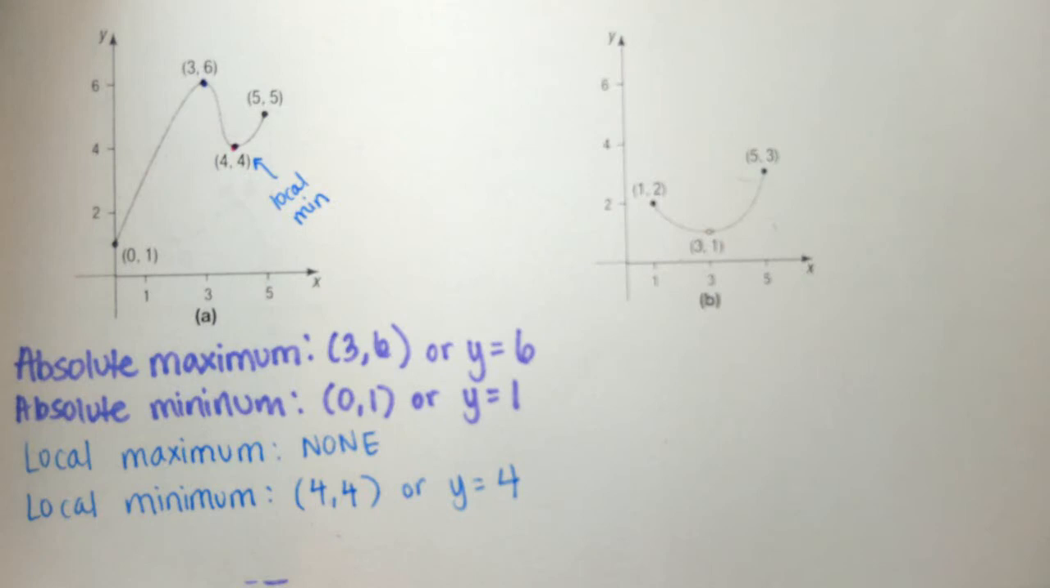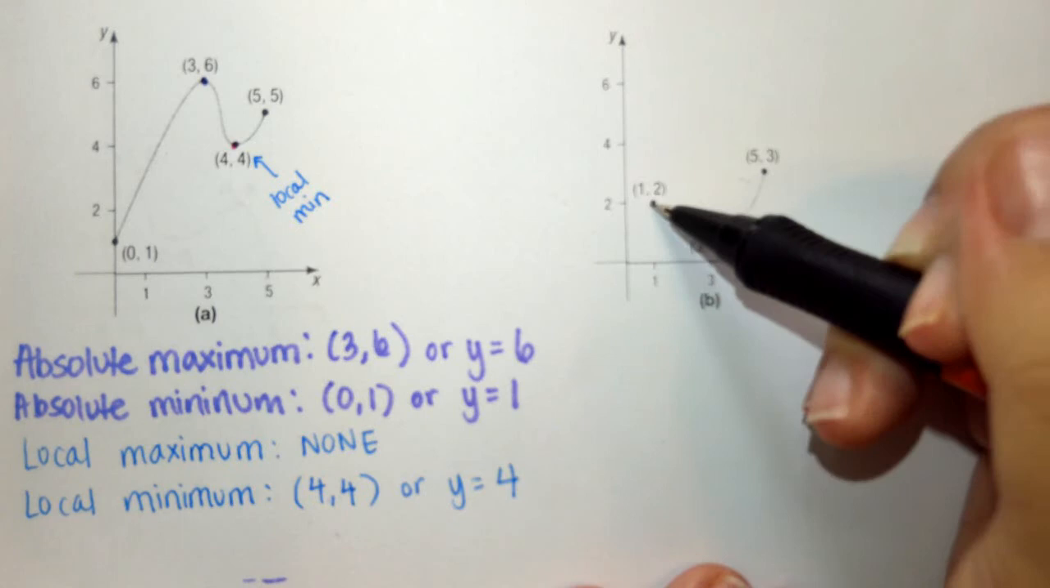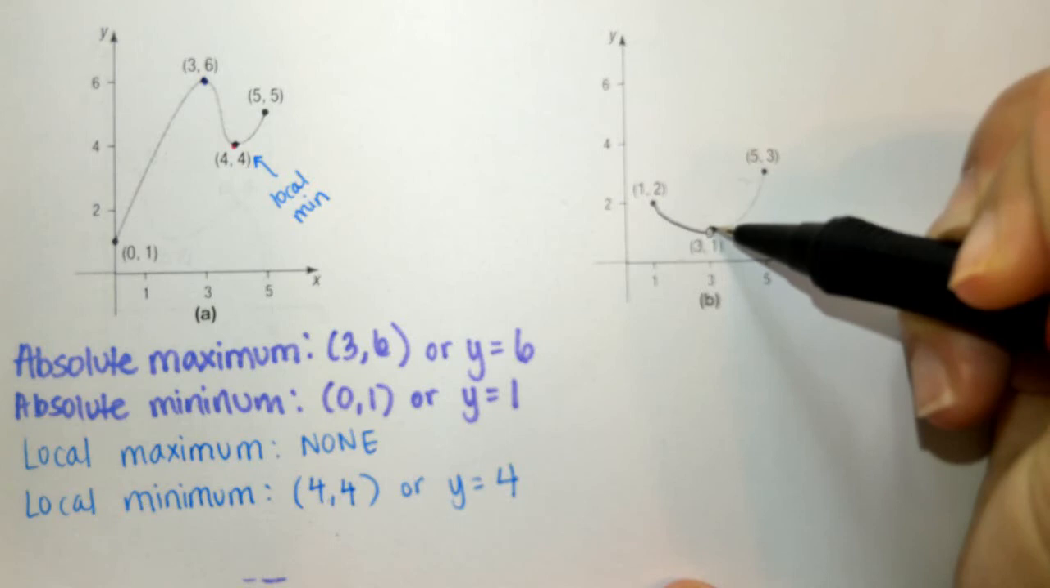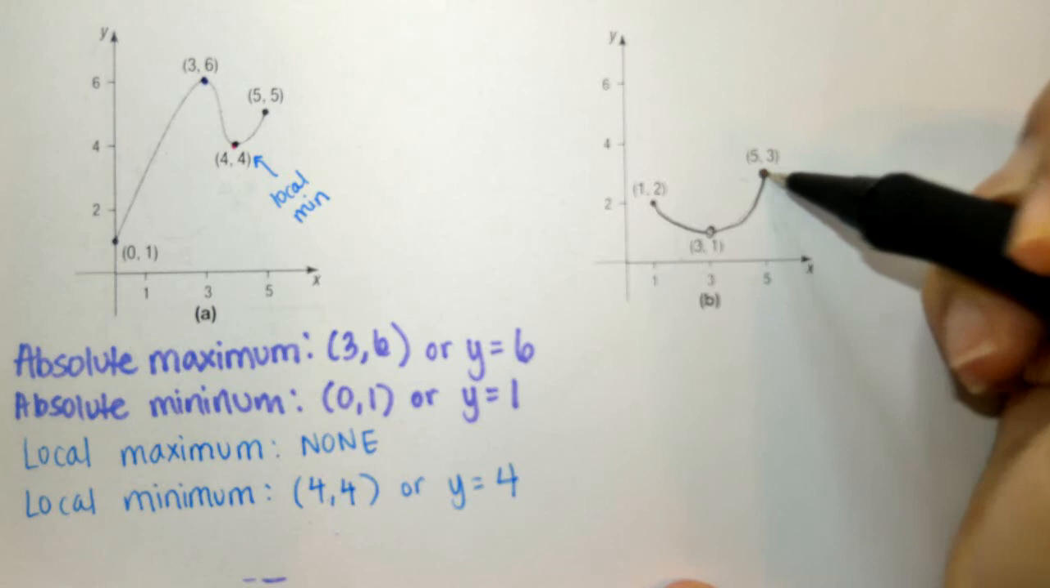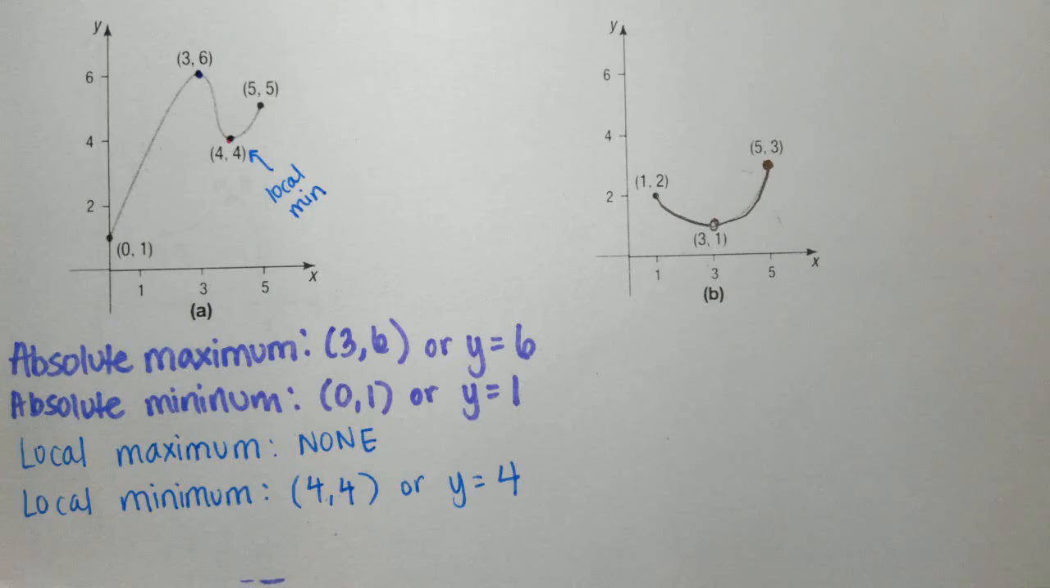All right, next one, example number B. In case you can't see that, I do want to point out we have 1, 2. It does connect down here, and this is an empty, unfilled dot. And then it closes back up at 5, 3 with a closed filled dot. So I just want to make that clear in case the printing didn't go through. And I'll go ahead and actually label these as well.